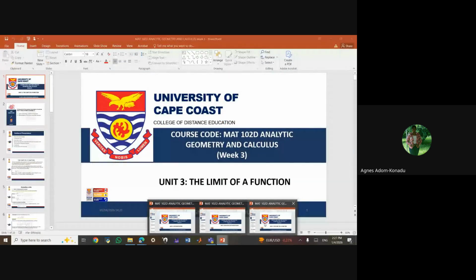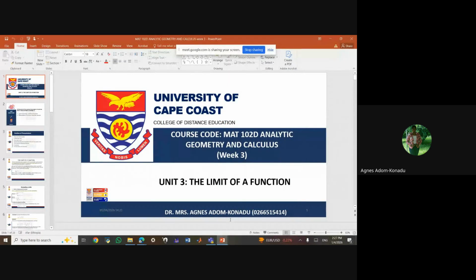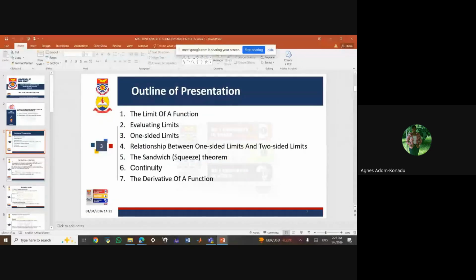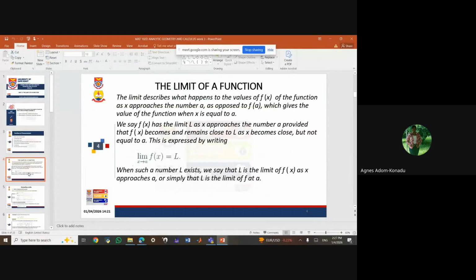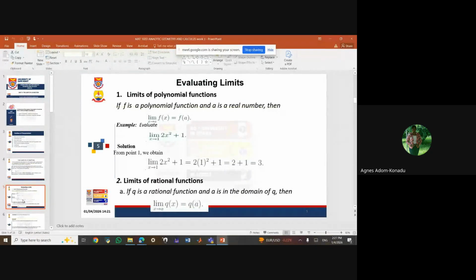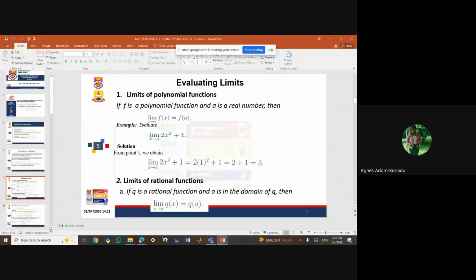But before we start today's lesson, I just want us to revise what we did last week. Last week we started with the limits of a function, and we looked at how to find the limits of polynomial functions. We saw that to find the limit of a polynomial function, we just substitute the value of a into the function. And then we also looked at how to find the limits of a rational function.